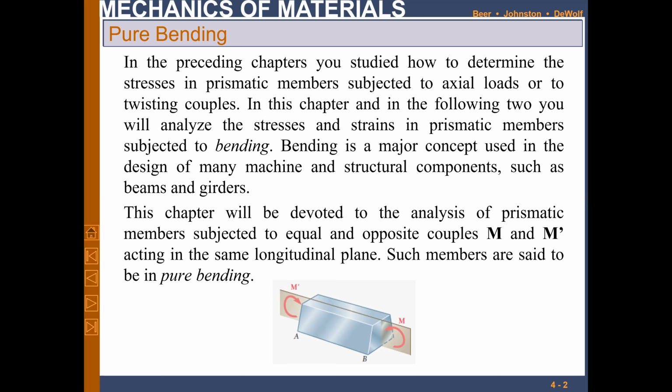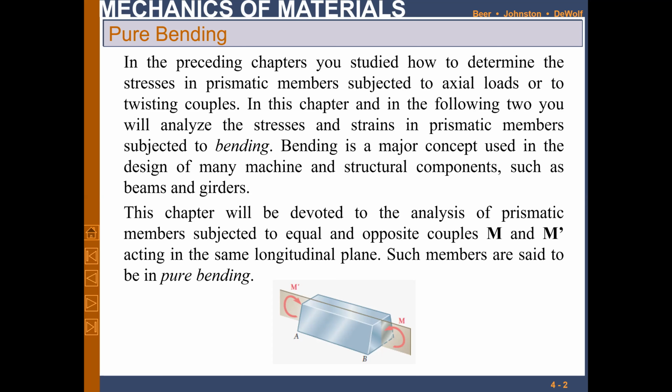In the preceding chapters, you studied how to determine the stresses in a prismatic member subject to axial loads or twisting couples, like in chapter 2 and chapter 3, right? In this chapter, we will be dealing with bending, and how bending is caused. It is caused because moments about the y-axis and z-axis cause pure bending. This is the chapter on pure bending. In the next chapter, we will deal with bending shear as well. That is the scope of chapter 5, not this one.